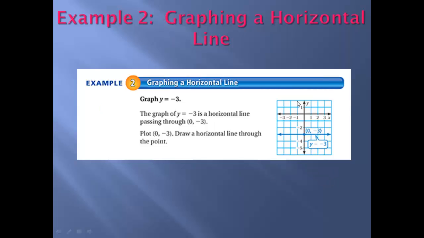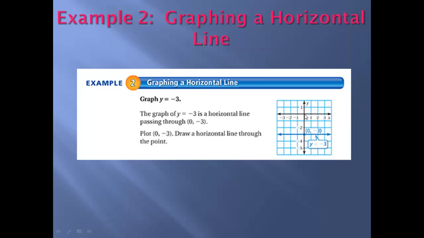Now we're looking at the example for graphing a horizontal line. We're going to graph y equals -3. The graph of y equals -3 is a horizontal line passing through 0, -3. So we're going to plot 0, -3, and then we're going to draw the horizontal line through the point.